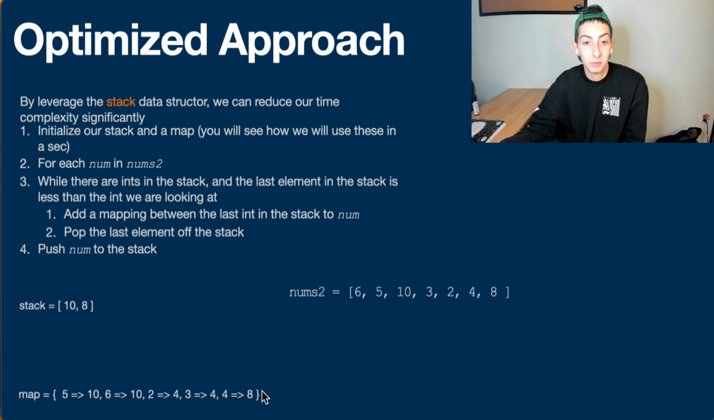And ultimately, when we loop through nums1, we'll just look for each of those numbers in this map. And if it has a mapping, we just return whatever it maps to. If it doesn't have a mapping, we return -1, right? 10 never made it into this mapping as 10 to a greater number. So when we do that lookup, it will fail and we'll just return -1.